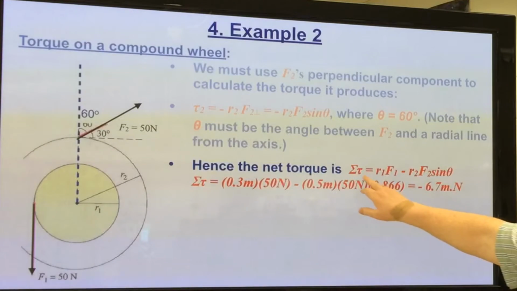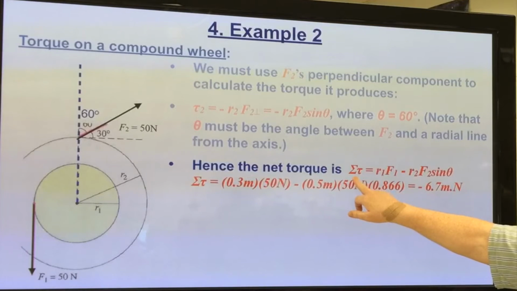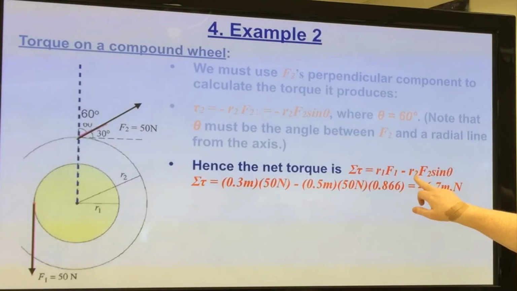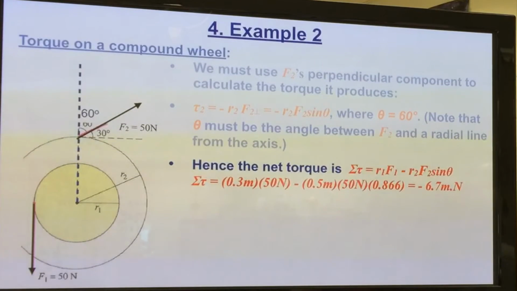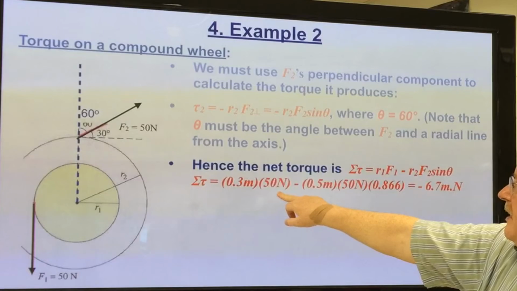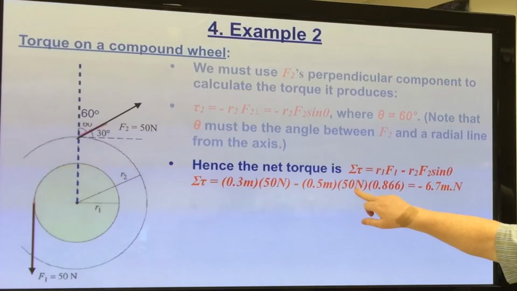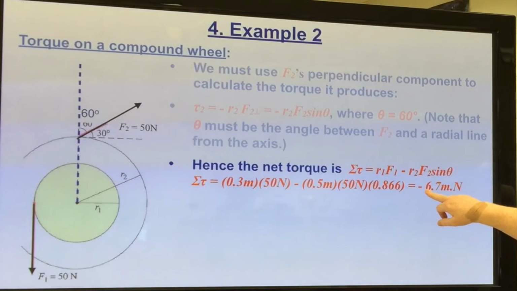So the net torque, remember we've got this sigma there, just like we did when we were doing Newton's laws, means the net force. Well, now we're talking about the net torque. The net torque is the sum of the torques acting: lever arm times force number 1, lever arm times force number 2 times the perpendicular component, taking into account the angle. So now we do the arithmetic here. 0.3 metres times 50 newtons, 0.5 metres times 50 times 0.86. We have a torque of minus 6.7 metre newtons.